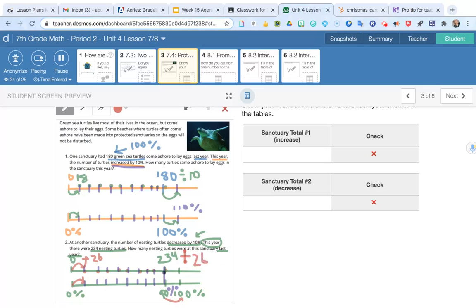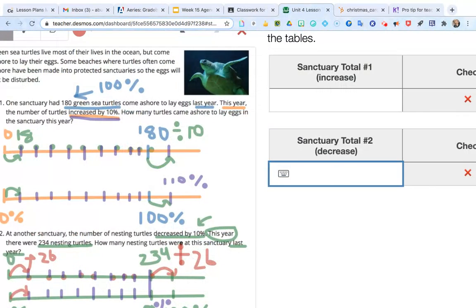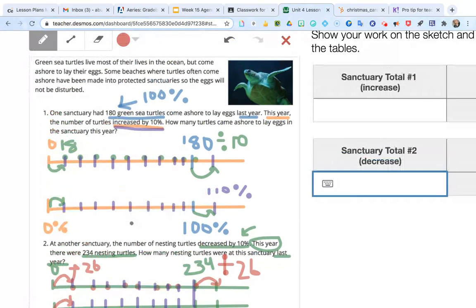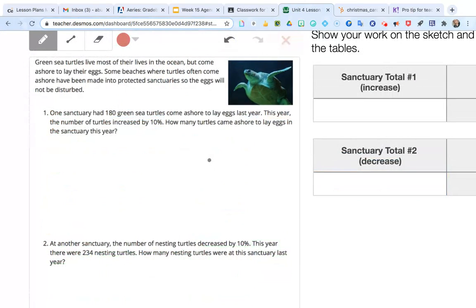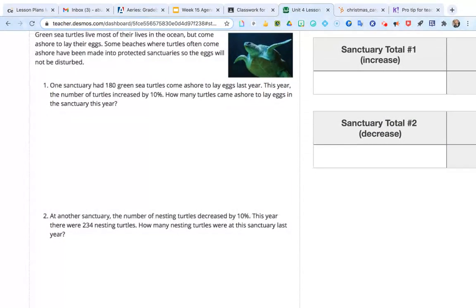So I'm only moving from 90 to 100. I'm moving 10%, and every 10%, I'm adding 26 turtles. So 234 plus 26 will get you your answer. You can pause to check that number line out. I'm going to show you 2 ways to do it without the number line.